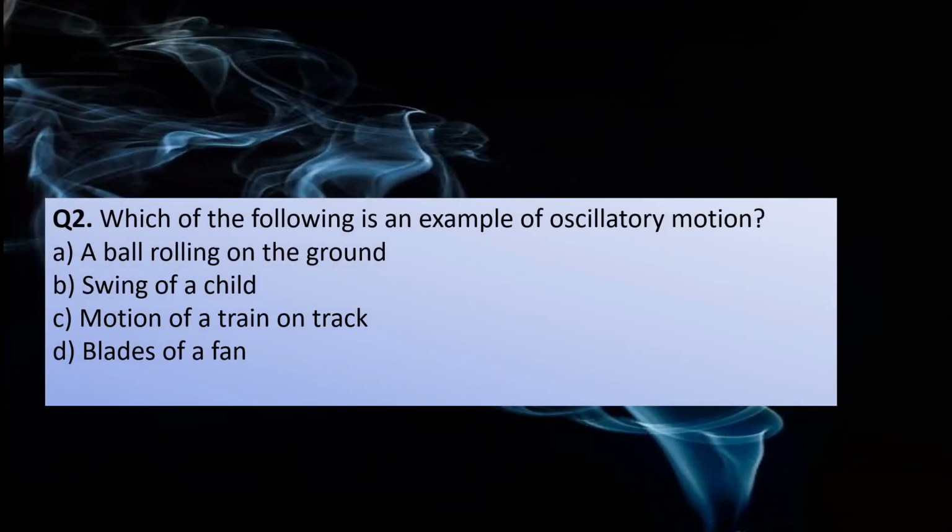Question number 2. Which of the following is an example of oscillatory motion? Option A, a ball rolling on the ground; option B, swing of a child; C, motion of a train on track; D, blades of a fan. Guess. What is the answer? Answer is B, swing of a child.